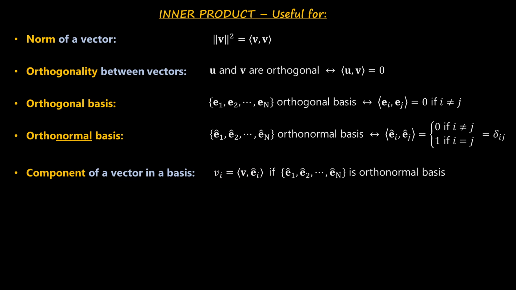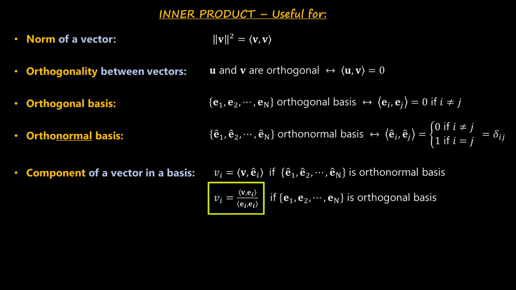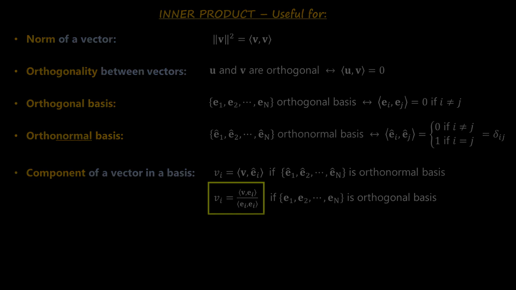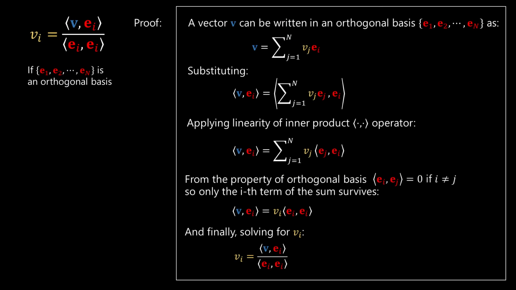There is a very similar recipe for the case in which the basis is orthogonal, but not orthonormal. In other words, the basis vectors are orthogonal to each other, but not necessarily of unit length. In this case, we just need to add a division by the squared norm of the corresponding basis vector. The proof of this is straightforward, and almost identical to the previous one. Here it is for reference.